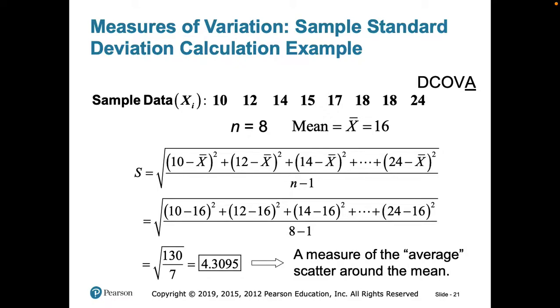And it's a measure of the average scatter around the mean. So your mean is 16, and then it shows how far from the mean each of those data points is separated. So you can say, my mean is 16, my standard deviation is 4.30. So one standard deviation will be 4.30 from the mean.